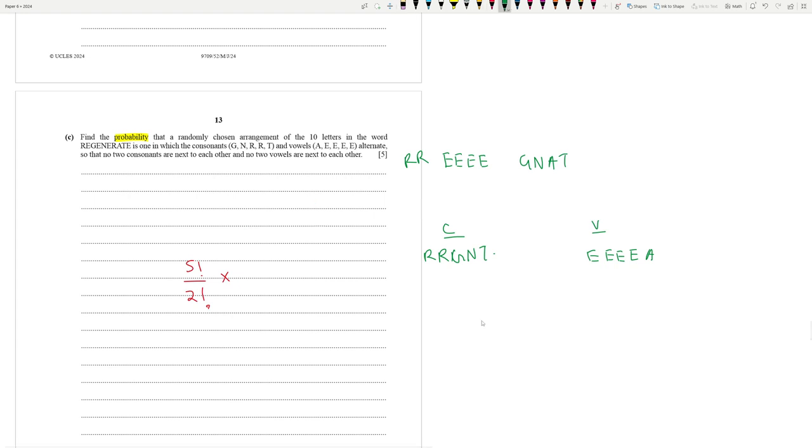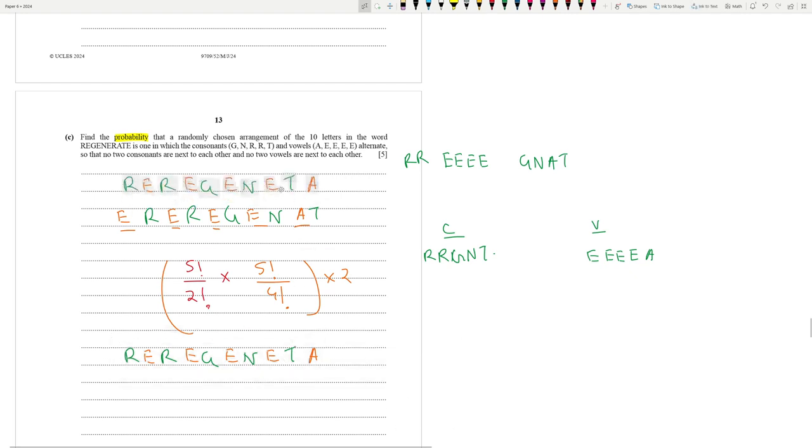So it's actually a bit different. It's like this: R, R, G, and T. And over here we have E, E, E, E, and A. So for the vowels, we also have 5 factorial divided by 4 factorial though. But we are going to multiply the whole thing by 2 because it could start like this. It could start with the consonants, right? Like R, R, G, and T, and then followed by E, E, E, E, A, kind of like this. So that's why there's an into 2. There are 2 ways of doing this, okay?